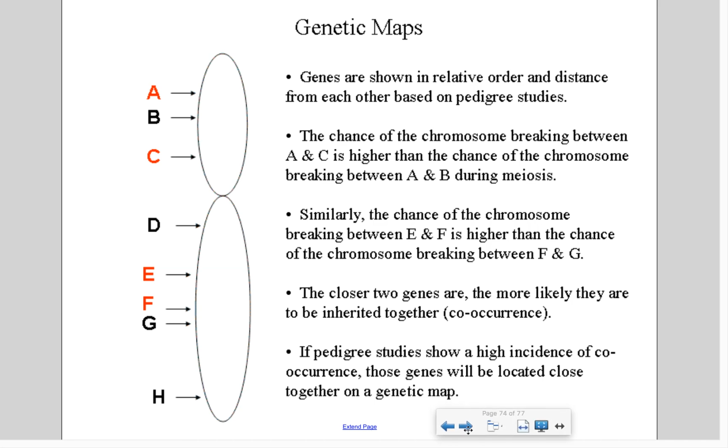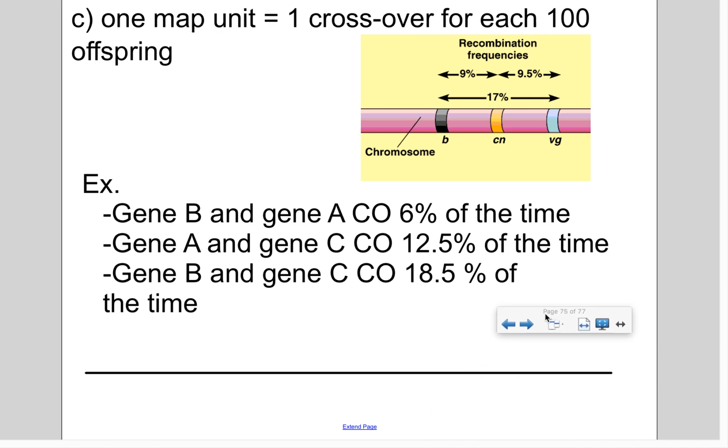So, yeah. From that, we can actually construct a map unit. Now, I think on your homework, you just have to make one. I'm not sure, so make sure you refer back to your notes on this one. One map unit is 1 crossover per 100 offspring. Basically, it's 1% out of 100.